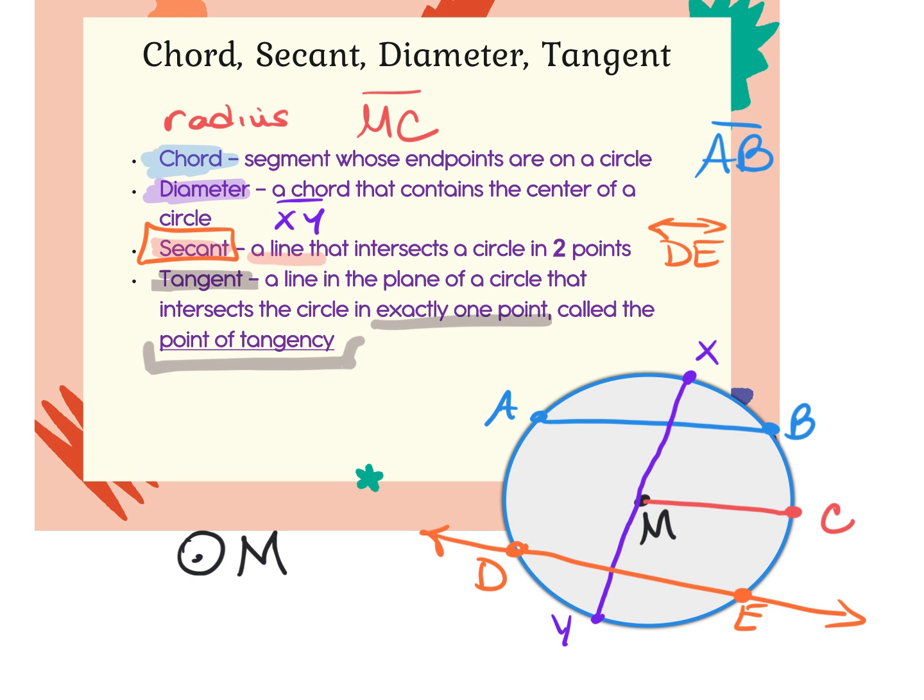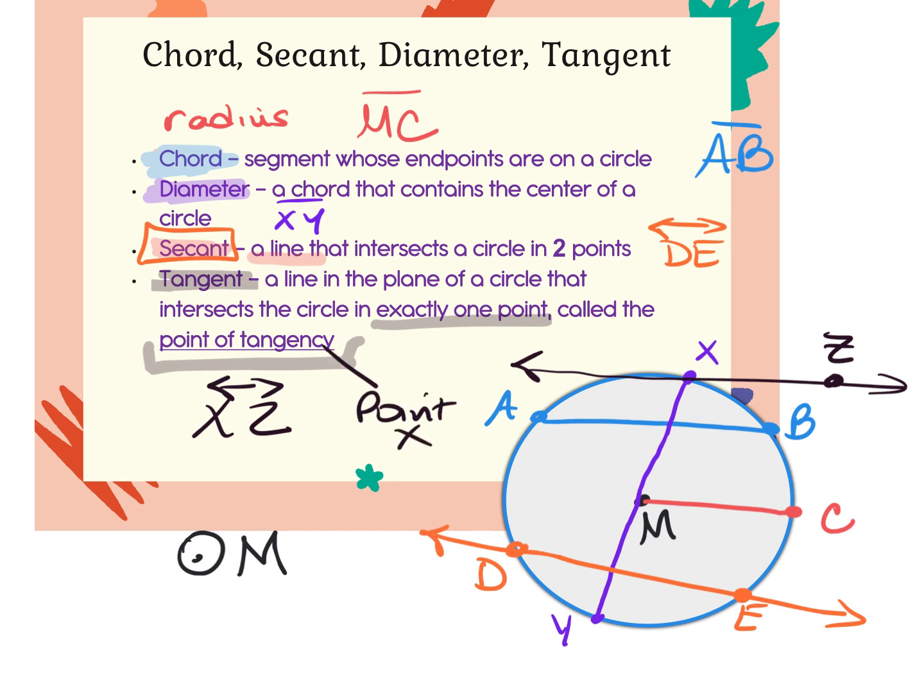And then the tangent is going to skim the side of the circle, and it's only going to hit it at 1 point. So I could draw a tangent here, and I could add another point here and maybe call it Z. So the tangent could be XZ, but the point of tangency would be point X. It's where it touches the circle.